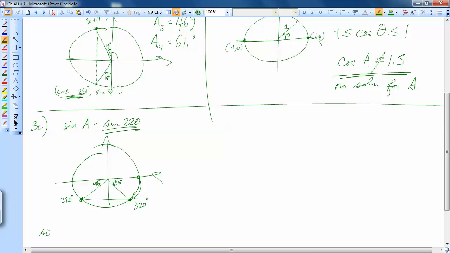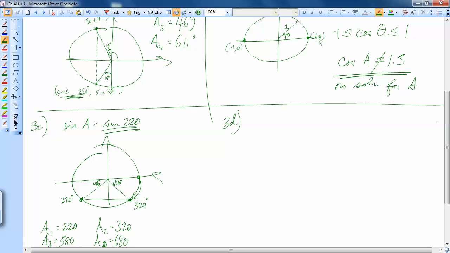So let me do this. So A1 could be 220, A2 could be 320, and then to get two more values, we just add 360 to that. So that's going to be 580, and A4 will be 680.